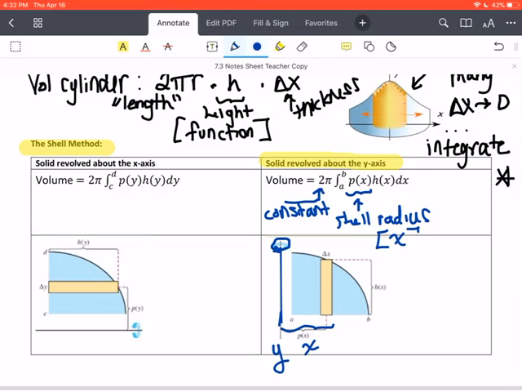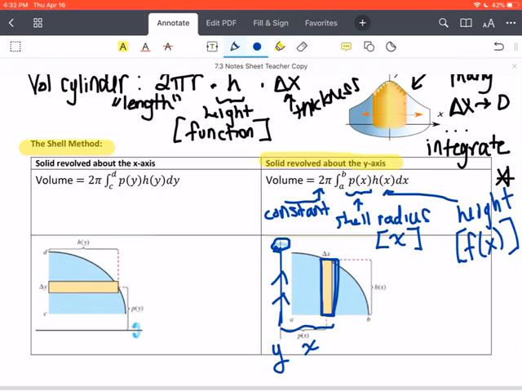And then h of x is used to talk about the height of the cylinder. 2 pi r times height is the formula for the surface area of a cylinder. So this is the height of the cylinder, but it's going to be defined by the function written in terms of x. Again, your rectangles are parallel in this case to the axis of revolution. So that's the key difference.